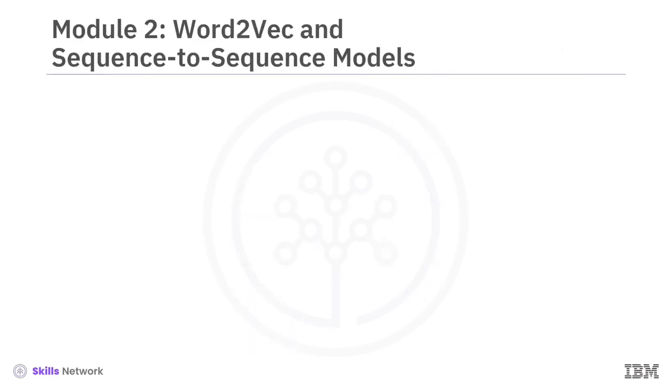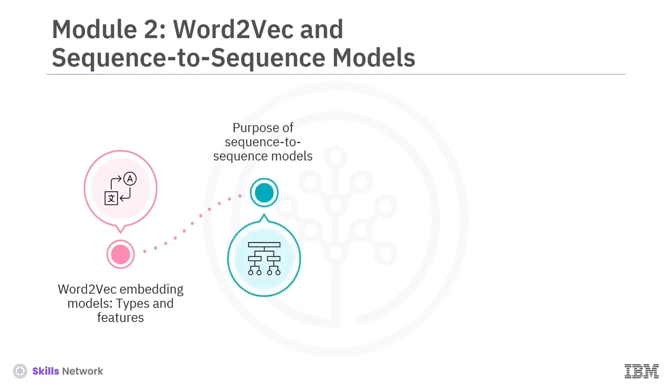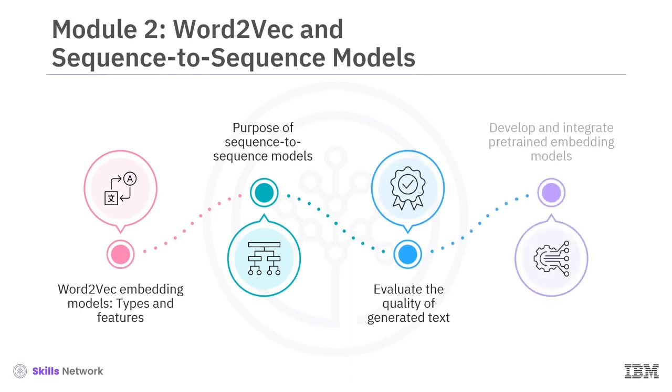In Module 2, you will learn the types and features of word-to-vec embedding models. You will also get to know about the purpose of using sequence-to-sequence models in NLP and sequence transformation tasks. In addition, this module will take you through the process of evaluating the quality of the generated text. In hands-on lab exercises, you will develop and integrate pre-trained embedding models.